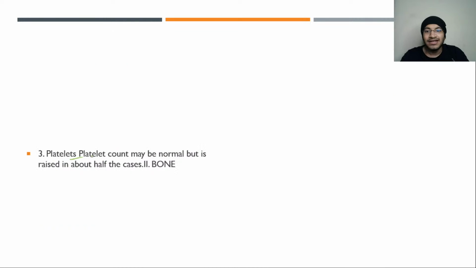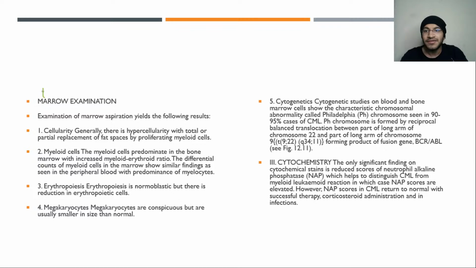Then platelet count may be normal, but it is raised in about half of the cases. Then bone marrow examination. So examination of the marrow aspiration yield to the following result. First is cellularity. So generally there is a hypercellular marrow, right? But there can be replacement of the fat spaces by the proliferating myeloid cells. So then second is myeloid cells. Myeloid cells predominate in the bone marrow with the increased myeloid erythroid ratio, right? Because myeloid वाले बढ़ जाएंगे.